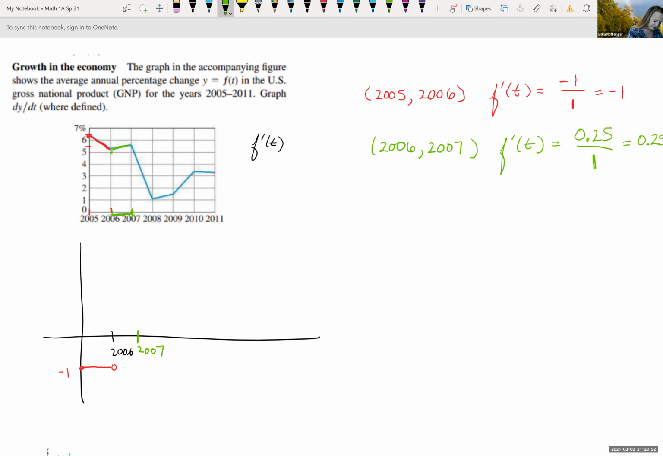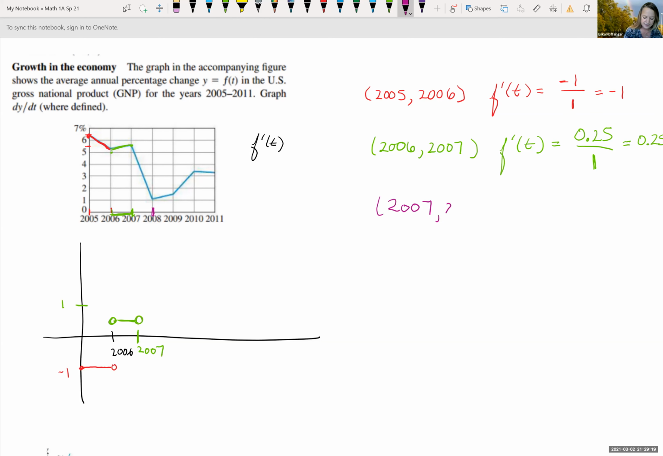And so if this was 1, 0.25, so about right here. And open circle, because it's not differentiable there, to here. And an open circle, because it's not differentiable at 2007, because we have another sharp corner there. So you would just go through each piece.